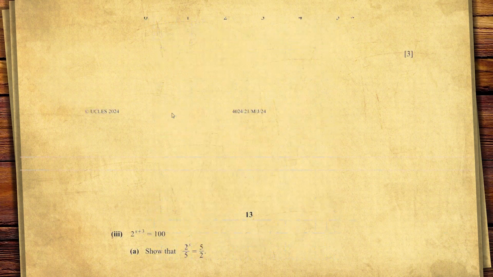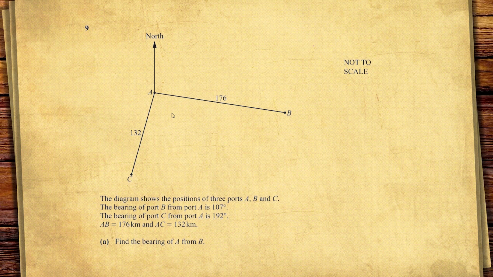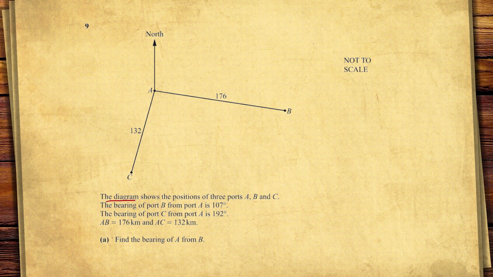Now the next question from the same paper is about bearings. The diagram shows the positions of 3 ports A, B and C. So A, B and C are 3 ports. The bearing of port B from port A is 107 degrees. We are given the bearing of port B from port A. That is B from A.